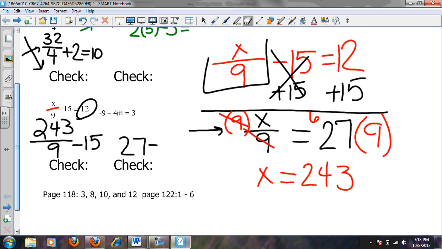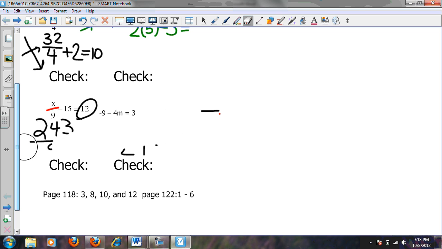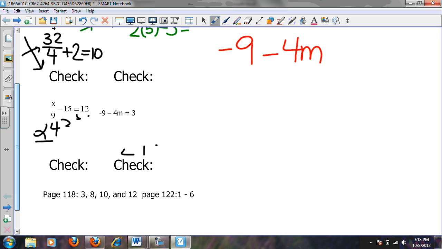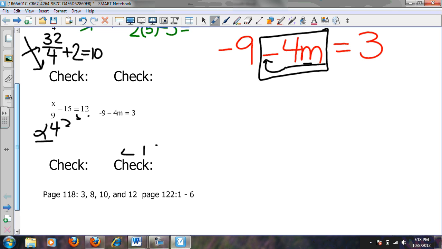One final equation for us to solve. Here we go. Negative 9 minus 4m equals 3. Again, we're isolating the variable. What's my variable? M. What is attached to m? In other words, what is its coefficient? You might say it's 4. We can't forget about this little minus sign. We're subtracting 4m, so all of that needs to go together. So now I have a negative 9 minus 4m equals 3.